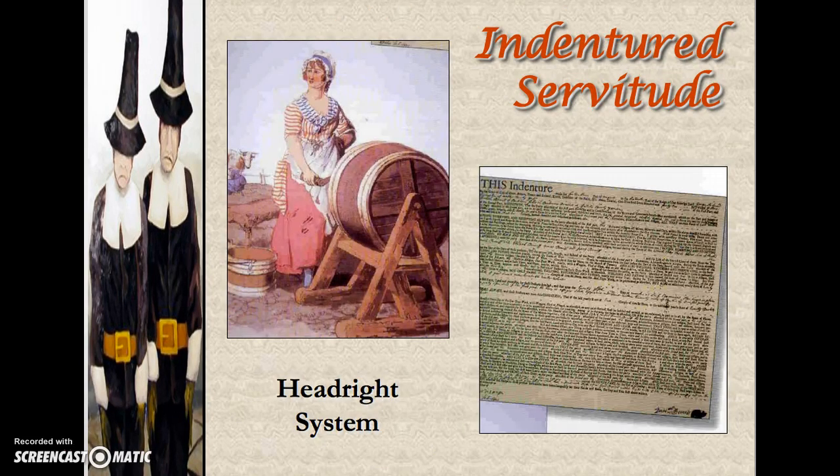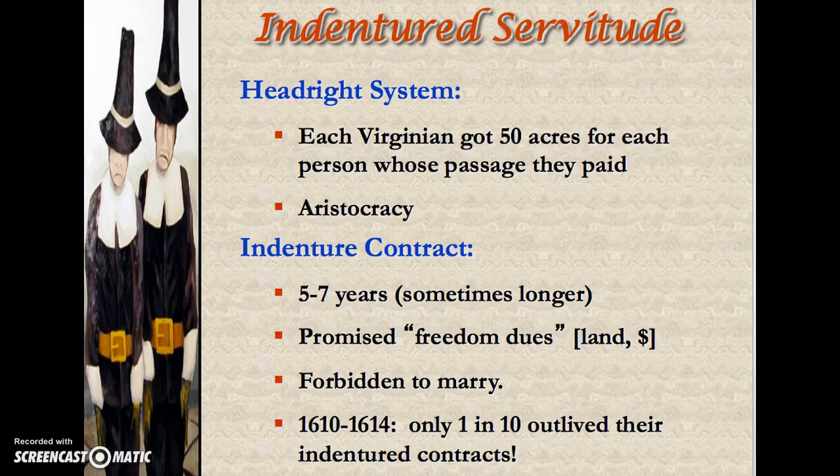Now, this gave rise to a much needed labor. All right. And so what is going to start during this time is what we call indentured servitude. And that's connected with our headright system. Now, the headright system encouraged immigration. What is said is that each Virginian gets 50 acres of land for each person whose passage they paid. All right. And so obviously the wealthy people would be paying for the passage of others in order to get more and more land. All right. That's where the aristocracy comes in. The aristocracy are going to be the people that benefit from this by gaining more and more and more land.